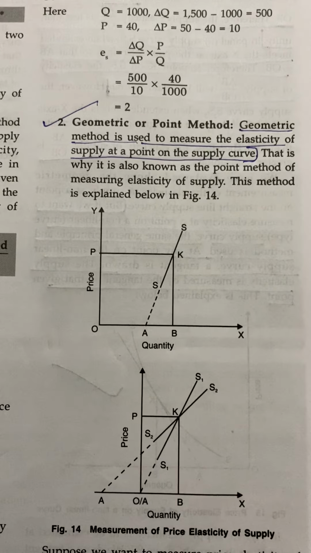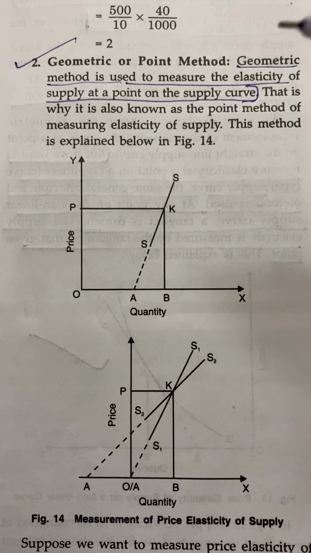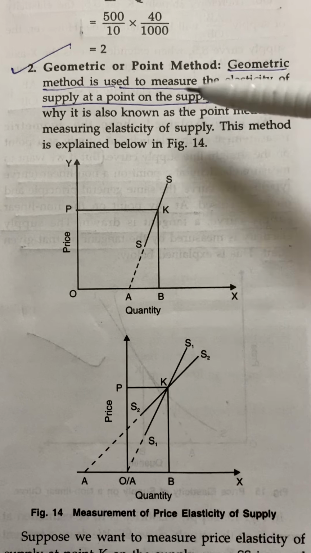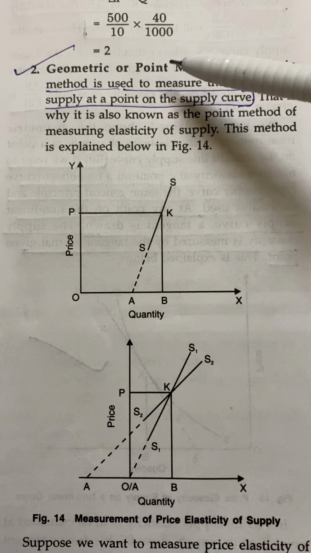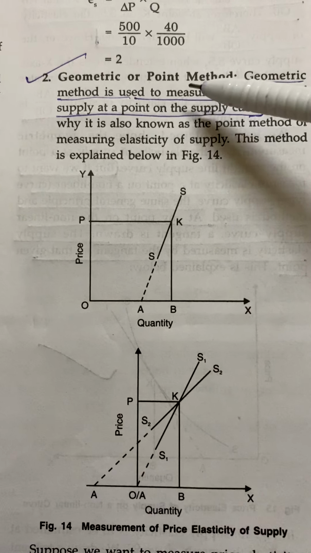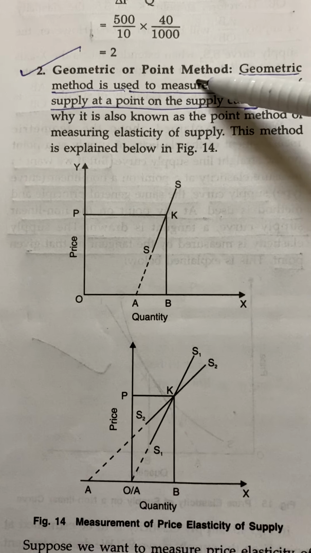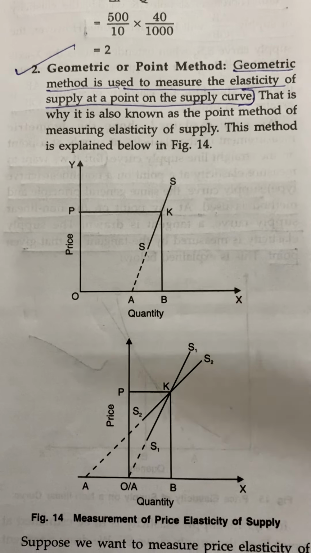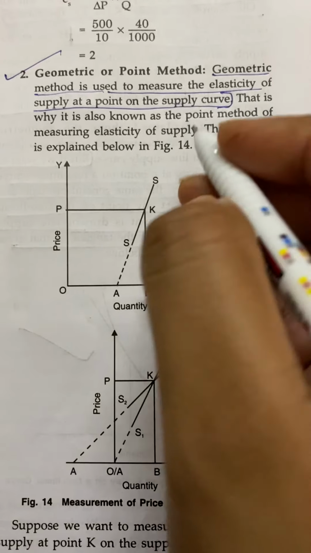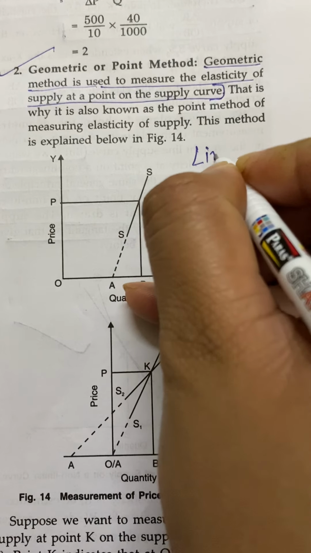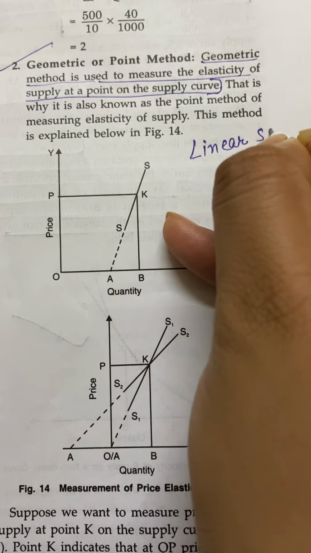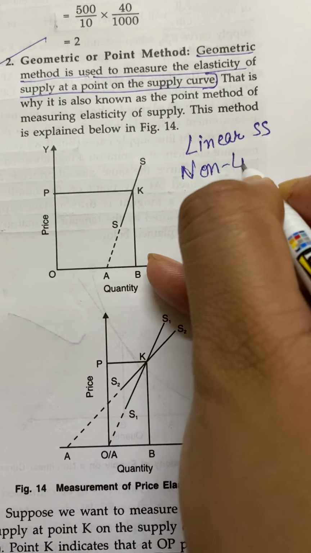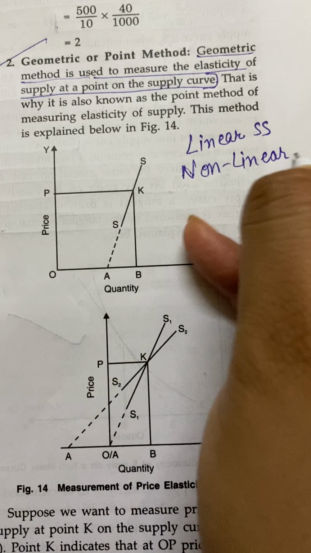So children, the next method is geometric method or point method. As we did in demand, the same we will be doing here. Geometric method is divided into two parts, that we can calculate elasticity of supply on a linear supply curve as well as on a non-linear supply curve. So it is divided into two parts, linear supply curve and second is non-linear supply curve.